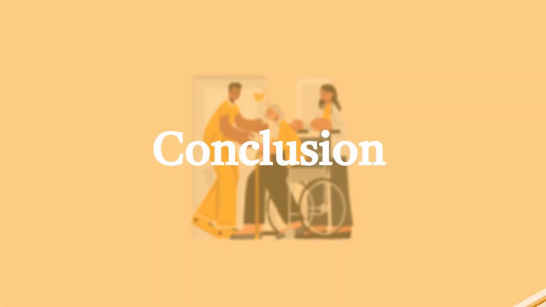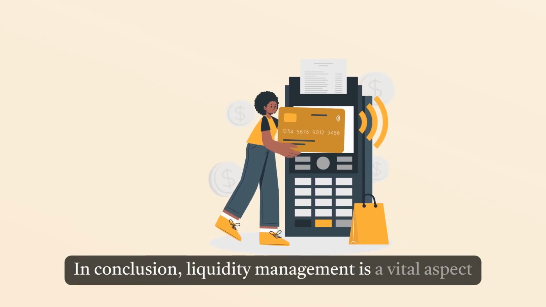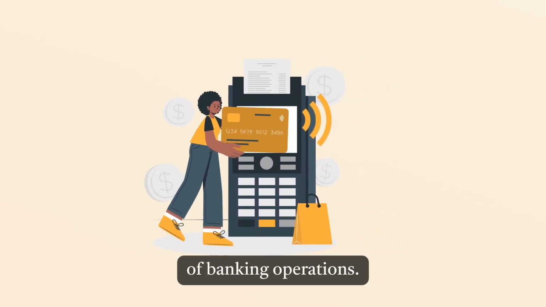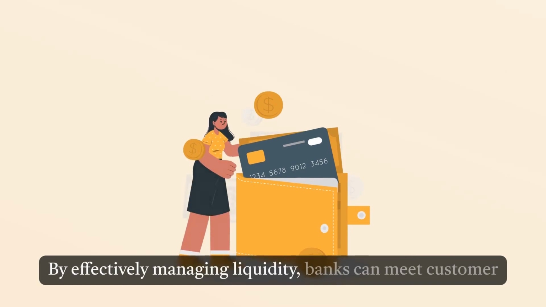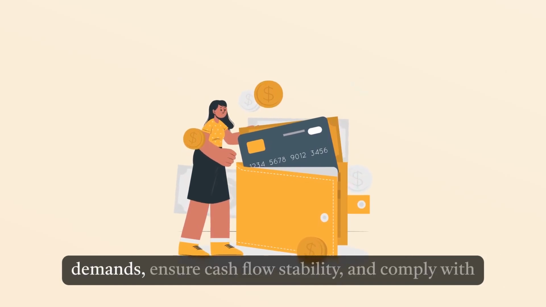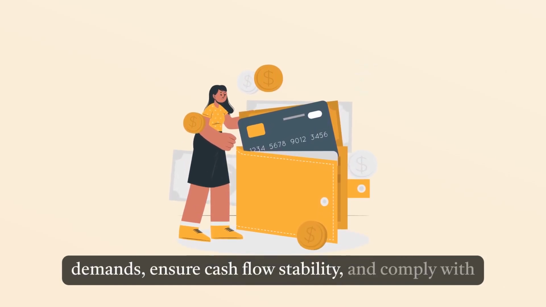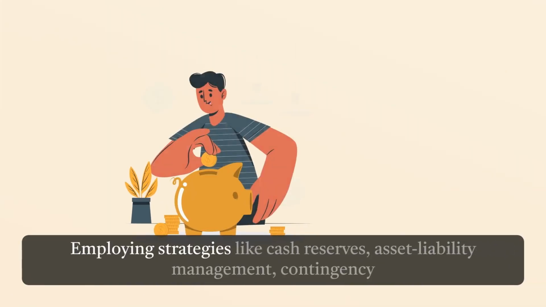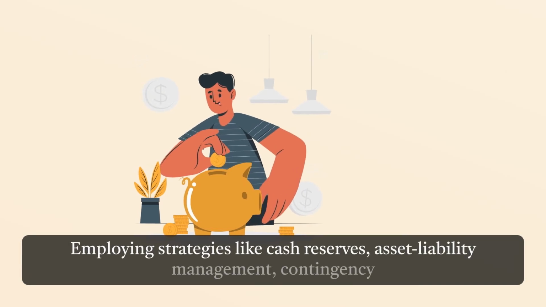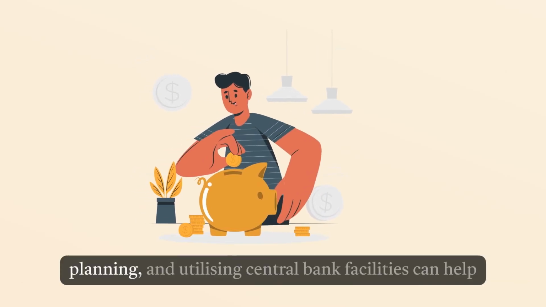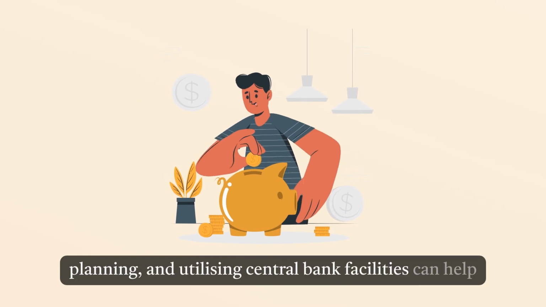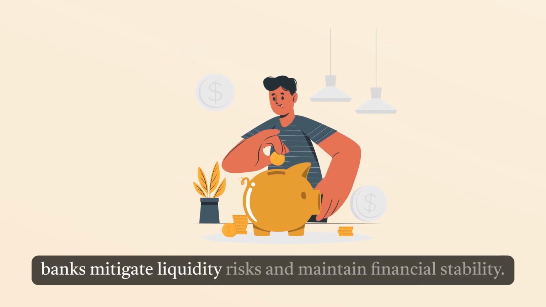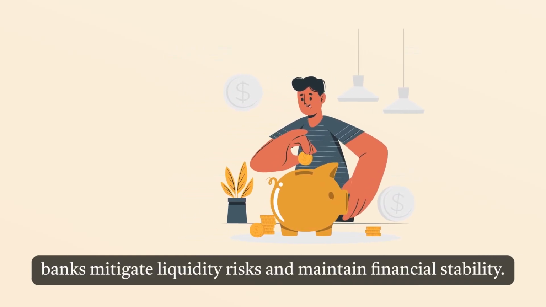Conclusion. In conclusion, liquidity management is a vital aspect of banking operations. By effectively managing liquidity, banks can meet customer demands, ensure cash flow stability, and comply with regulatory requirements. Employing strategies like cash reserves, asset-liability management, contingency planning, and utilizing central bank facilities can help banks mitigate liquidity risks and maintain financial stability.